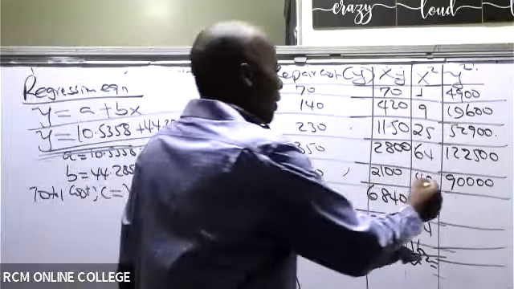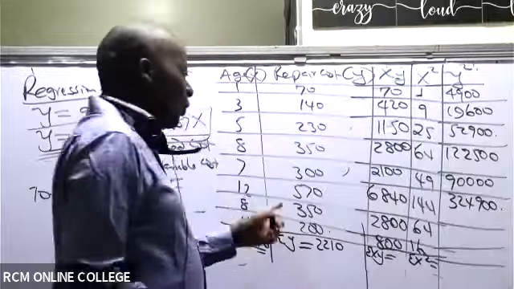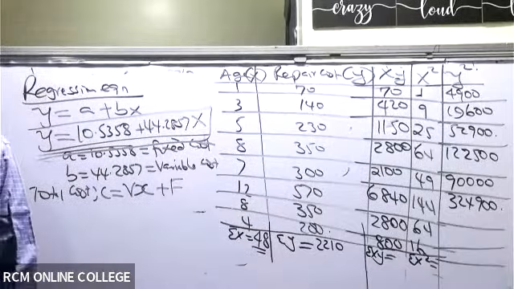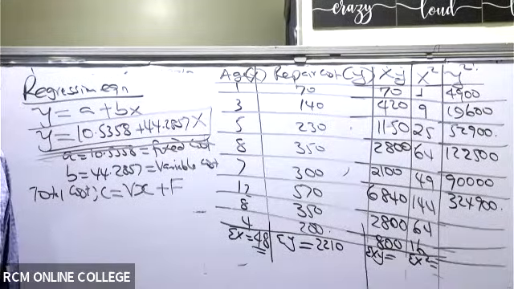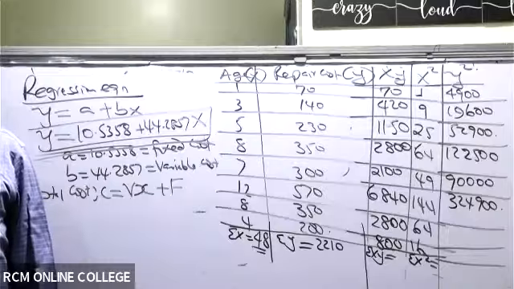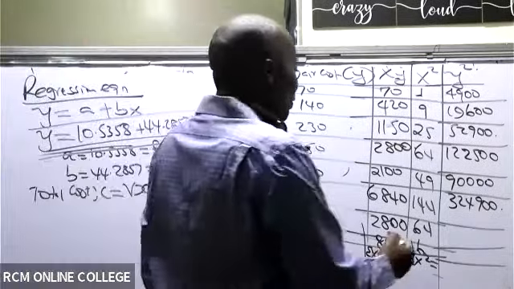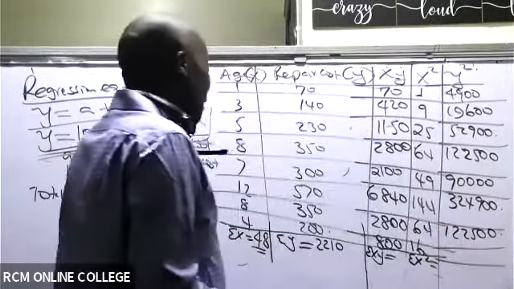324,900. And then we have 350 squared. I think I had it somewhere. Nope. But it shall overcome. 122,500. It's here, yes. 122,500.